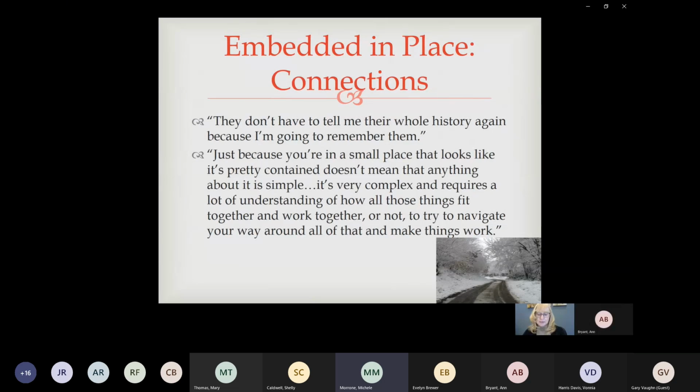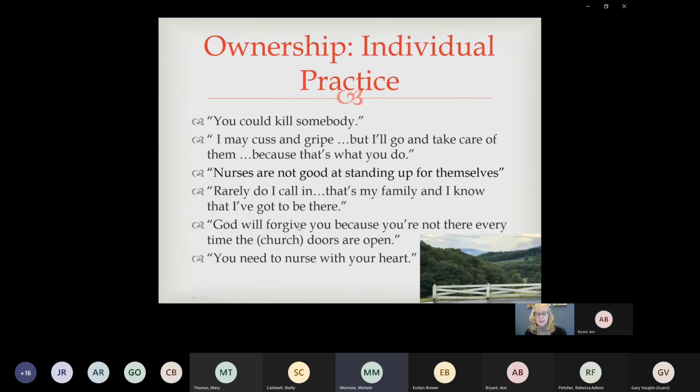However, the connections require that participants also understand the context of where they are. "Just because you're in a small place that looks like it's pretty contained doesn't mean that anything about it's simple. It's very complex and requires a lot of understanding of how those things fit together, work together or not, and try to navigate your way around all of that and just make things work."